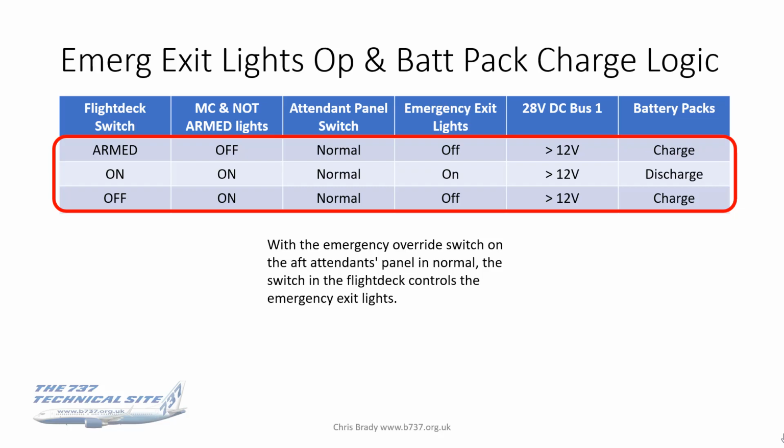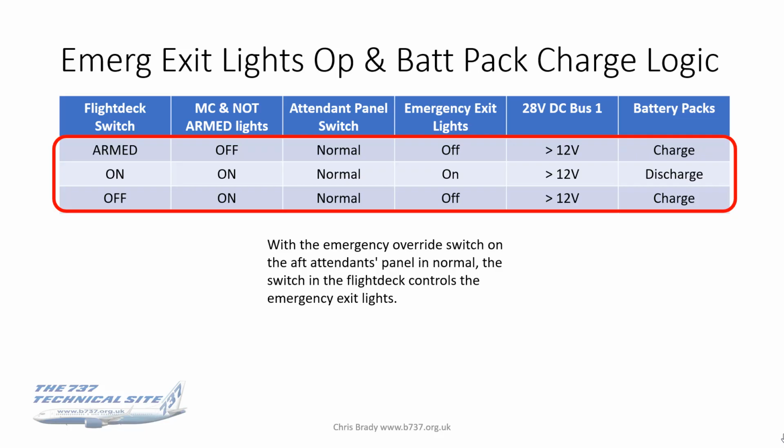What this is saying, the left hand column is the position of the flight deck switch, so it's either armed, on or off. Then you've got the master caution not armed lights, which are normally off with the switch in armed. If it's not armed, if it's on or off, that light will be on. This is the light next to the switch in the flight deck.